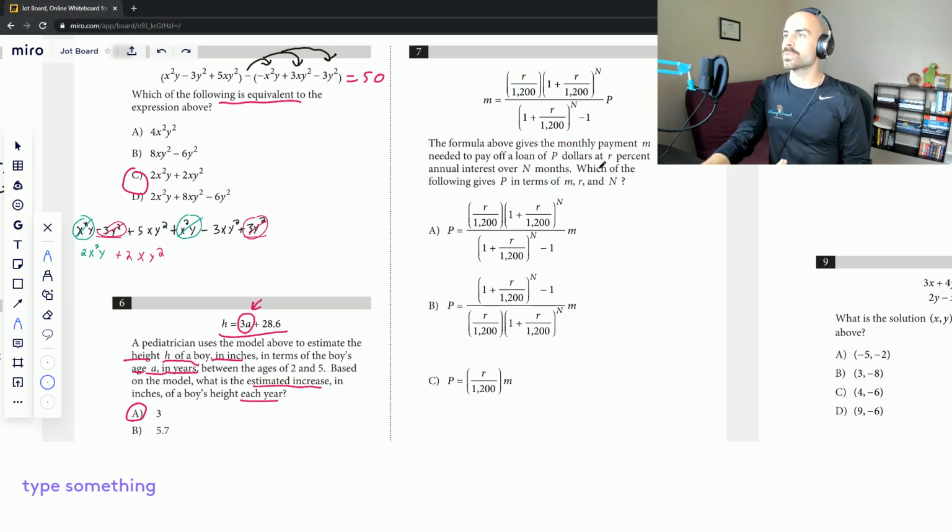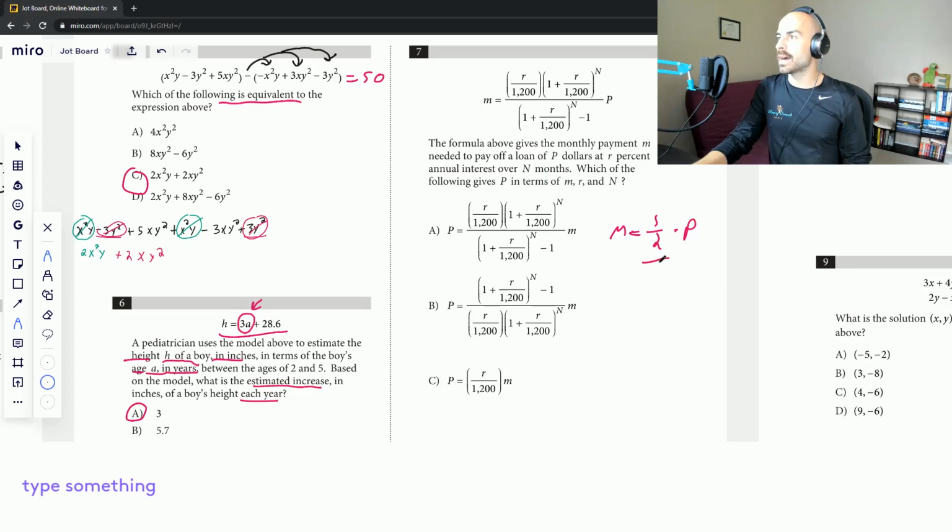And of course, what they're asking ultimately is which of the following gives P in terms of M, R, and N. Don't even worry about what they're saying these things represent. And what we see is, what is going on between P and this whole fraction here? Well, if it was a simpler term, let's say that it was M equals 1/2 times P, how would we get P by itself? Well, all you would have to do is just get that 1/2 to the other side.